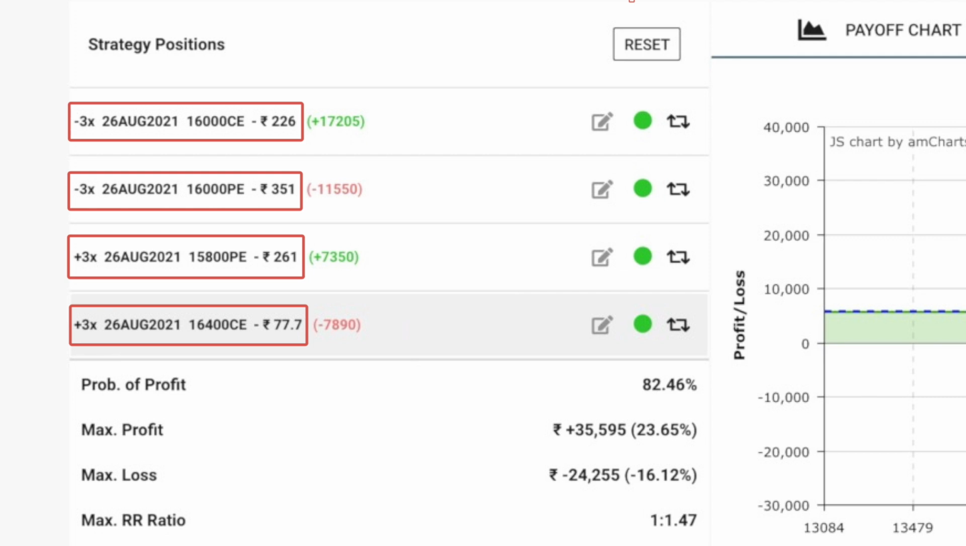When I initiated the position, the spot was at about 15,800. So the long put strike was at the money and the short strikes were about 200 points away from the spot. And the long call strike was 400 points away from the short strikes.